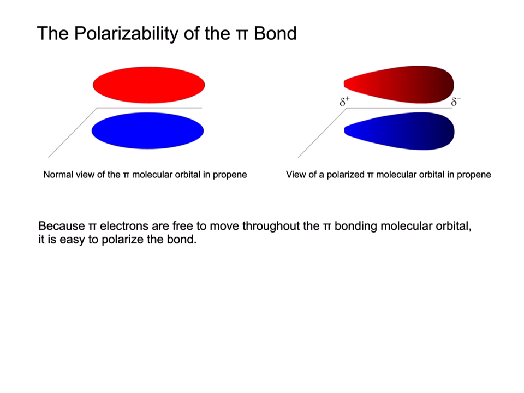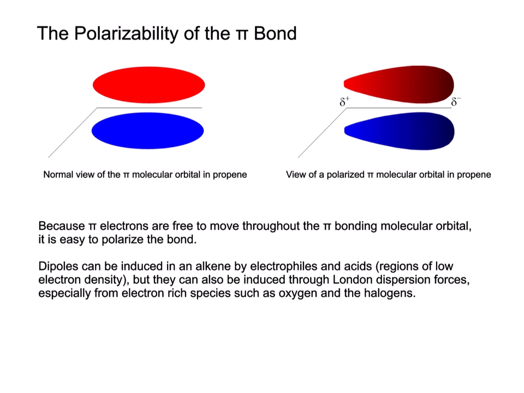So in the presence of a magnetic field, you can see that we can actually move the electron density further to one side or the other of that pi bond. That means that dipoles can be induced in an alkene by electrophiles and acids. In other words, positive areas or regions of low electron density in other molecules.